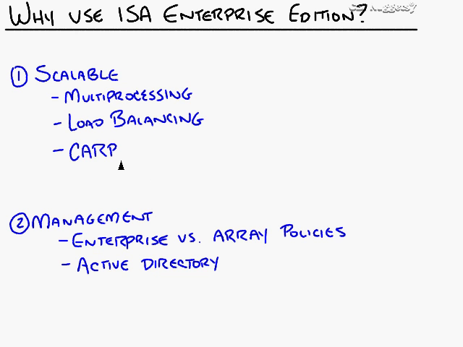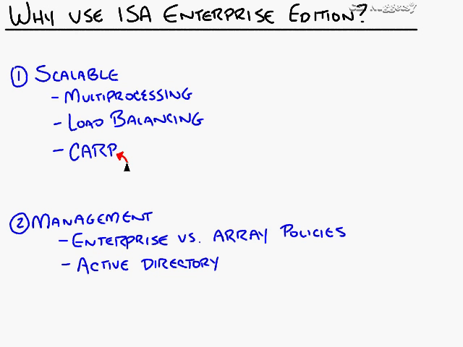Now it also supports a protocol called CARP. Now it's not a fish. CARP is the Caching Array Routing Protocol. What it does is it allows you to keep duplicate content from happening between your ISA servers.